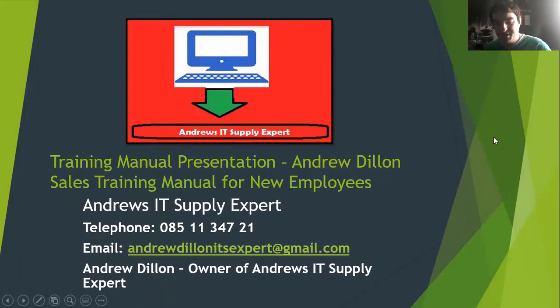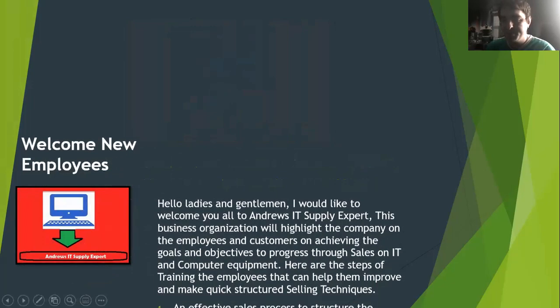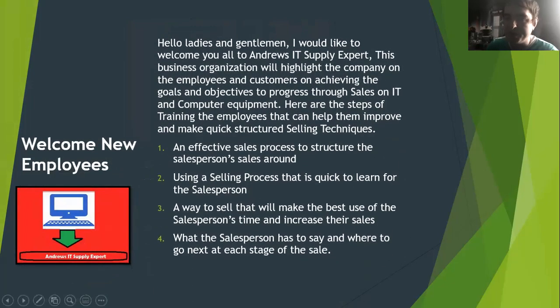Very good. So let's go into the next section of the presentation, which is welcoming the new employees to the business. So welcome to the new employees. Hello, ladies and gentlemen, I would like to welcome you all to Andrew's IT Supply Expert. This business organization will help the company, the employees and the customers achieve their goals and objectives to progress the sales of IT and computer equipment.